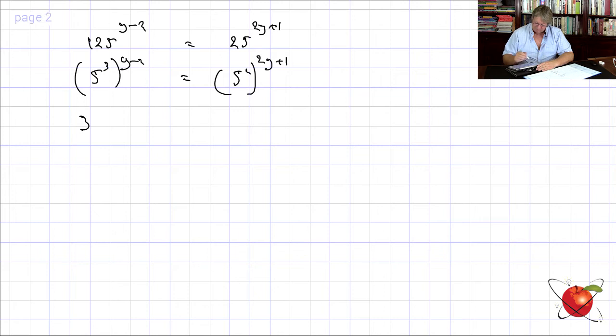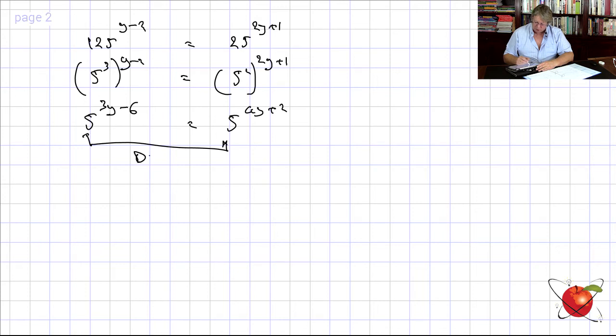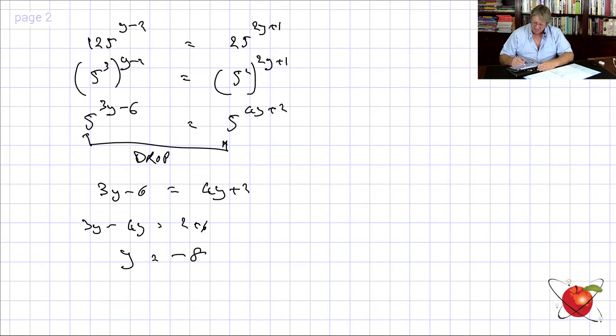I'm already ahead of myself. 5 to the 3y minus 6 is equal to 5 to the 4y plus 2. Okay? So, bases are the same, so I can drop the base. Therefore, 3y minus 6 is equal to 4y plus 2. And therefore, I solve for y. I say 3y minus 4y is equal to 2 plus 6. And I end up with y equal to minus 8. And then if they say, and check your answer.